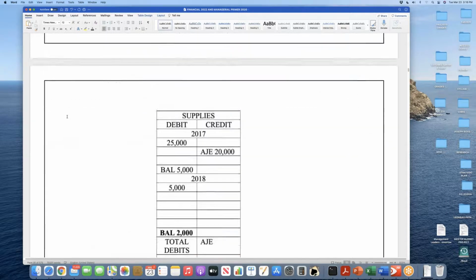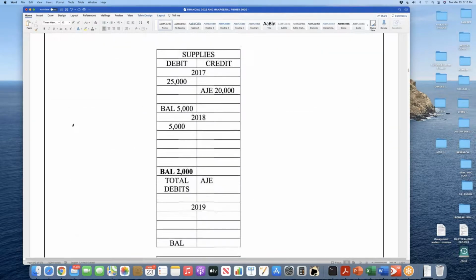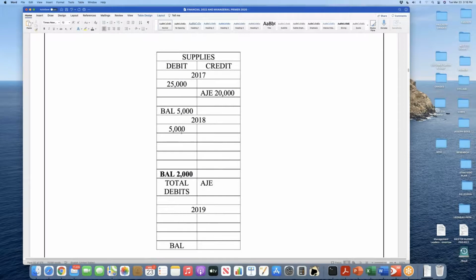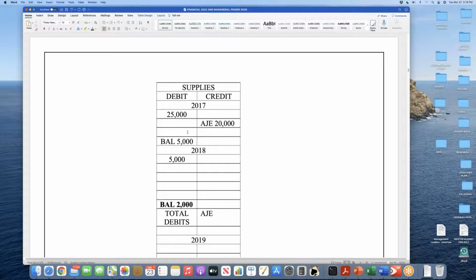Now, let's look at our T account for supplies. When we come in the year, we had 5,000. We got another 10,000 because we bought 10,000 for cash. Then we bought 20,000 on account. So right now, supplies has 35,000 in it.